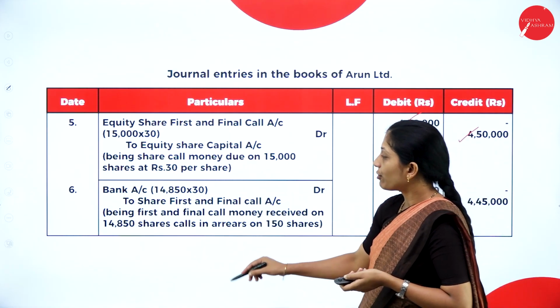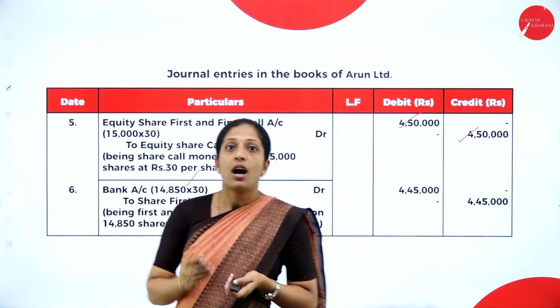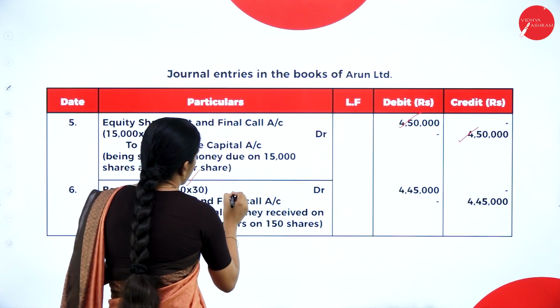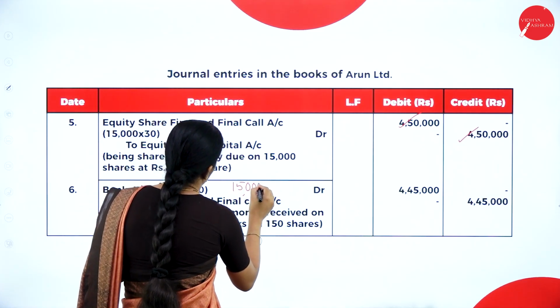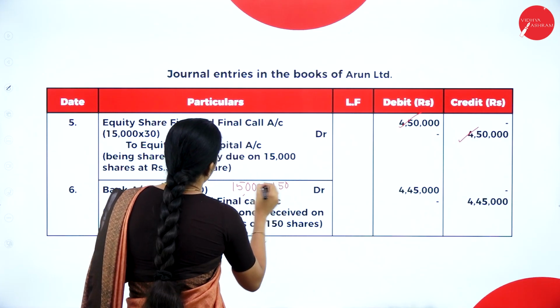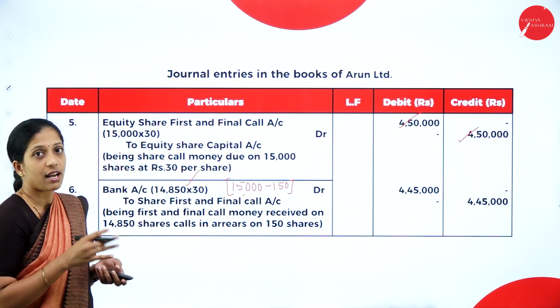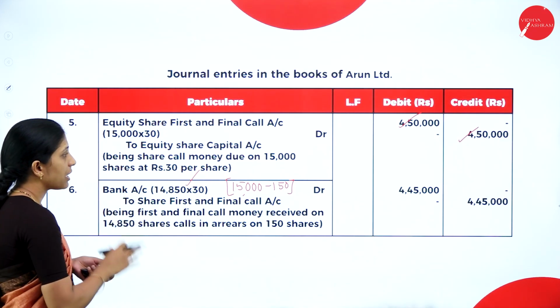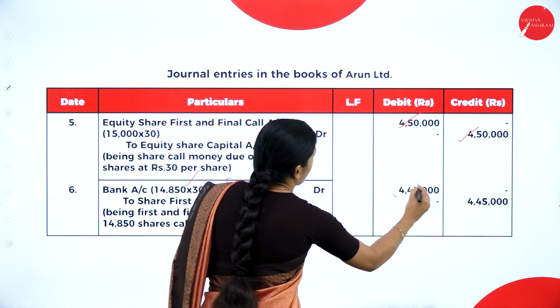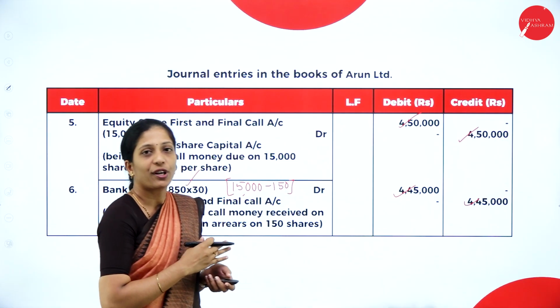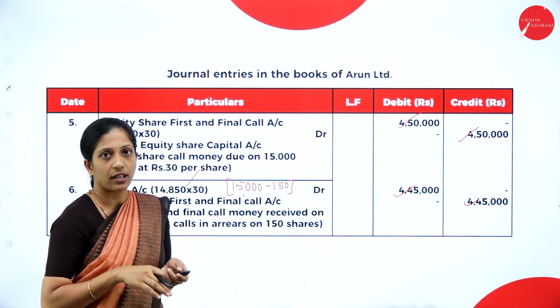Okay, so we'll take 14,850. I have told you, out of 15,000 shares, 150 shareholders have not paid, which means that 14,850 shareholders have paid first and final call money. So your amount will be 4,45,000. Hope you are clear about receiving of first and final call money.